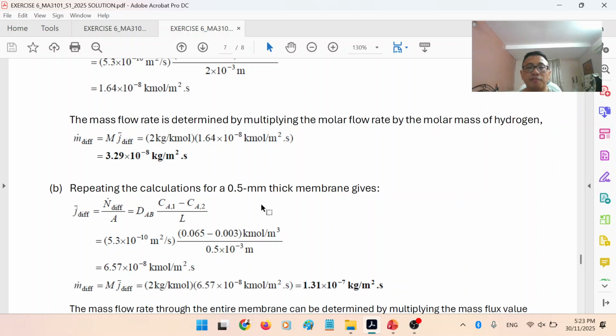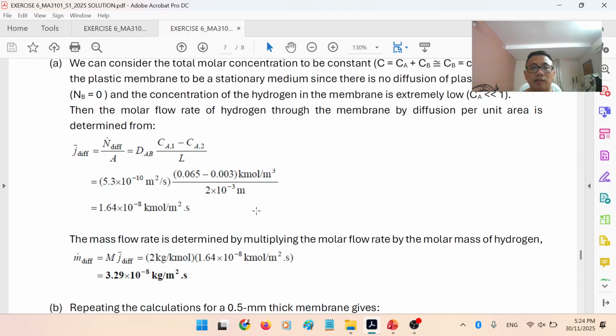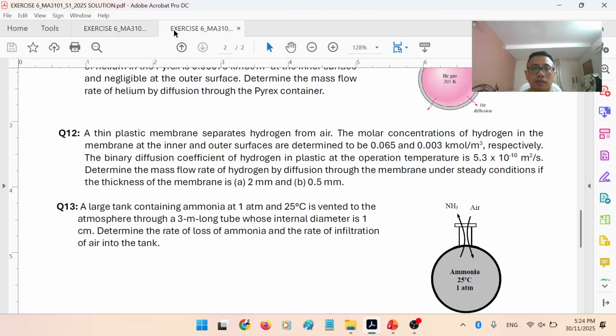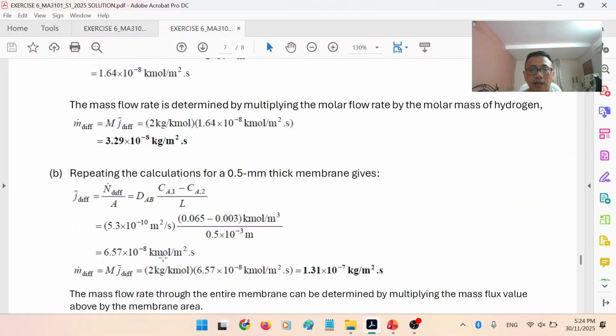Now repeating the calculation for a thinner membrane will give you the molar flux. Molar flux again, because the cap on top is for molar. We get DAB delta C over T. In the second case we have, 2 mm, sorry, this one is 0.5 mm. Substitute inside here, and now you can see you get a higher molar flux when the thickness is lower.